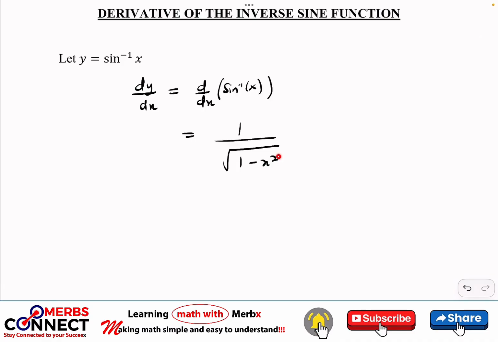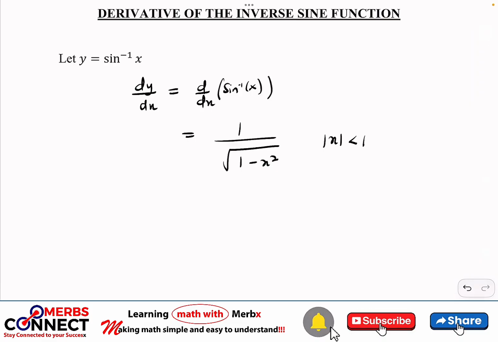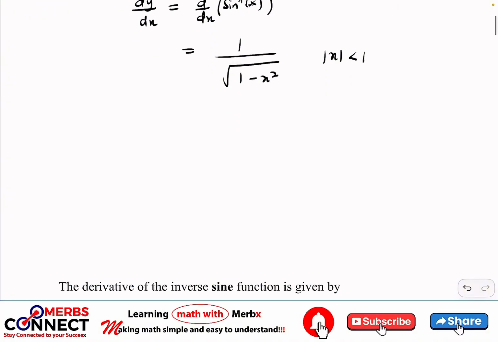We will talk about domain very soon, but here we need to look at the domain of this function because the x value here cannot exceed 1, right? As soon as it exceeds 1, we are in trouble. So the domain here is that the absolute value of x should be less than 1. All the values of x should be less than 1. So that will be the domain here. Know that when I differentiate sine inverse, this is what we are going to get.